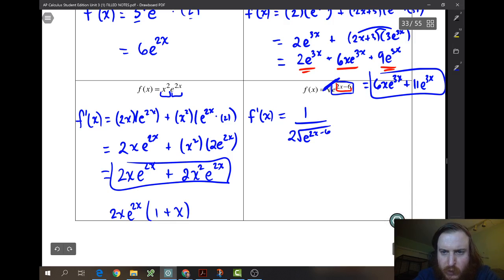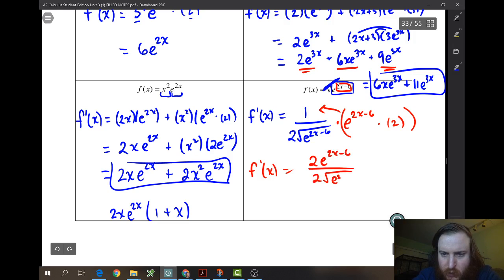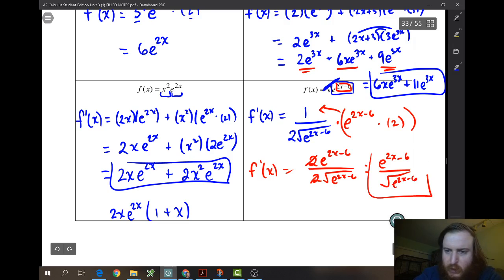What's the derivative of e to the 2x minus 6? Well, now that's going to get boxed. So times e to the 2x minus 6. Let me put this in parentheses. Times the derivative of the box is 2. So we can take all of this to the numerator and write this as, move the 2 to the front, 2 e to the 2x minus 6 divided by 2 square root of e to the 2x minus 6. The 2's cancel, and we get e to the 2x minus 6 divided by the square root of e to the 2x minus 6. And that's a perfect answer.